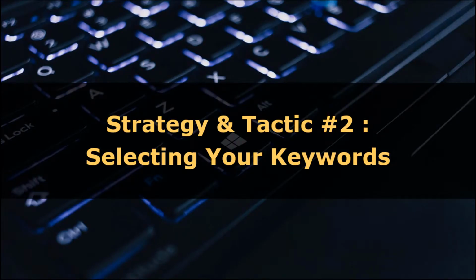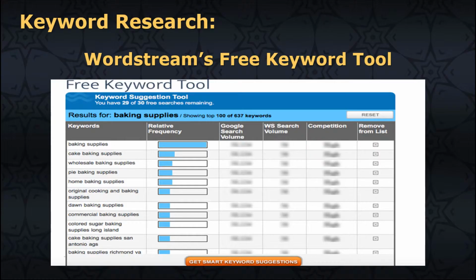Strategy and tactic number 2, selecting your keywords. Now that you've already structured your AdWords account based on the campaigns, you would now have to identify which relevant keywords to use for the different campaign ads. Keyword research must be done to find suitable and effective keywords. This is to ensure that the keywords you intend to use are not of a low quality score and are also not too competitive. One way to do this is using WordStream's free keyword tool.